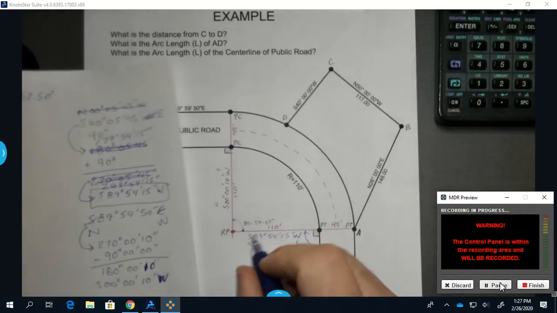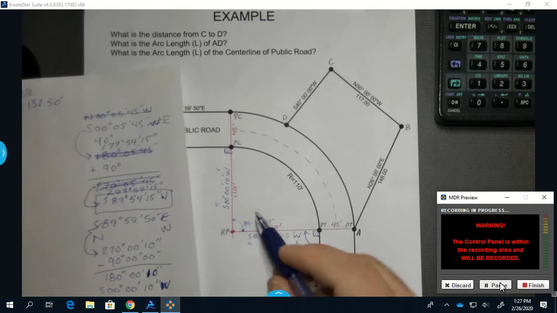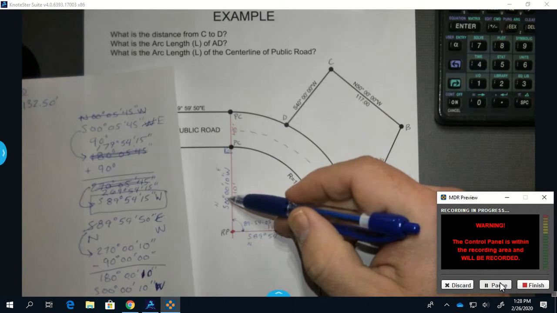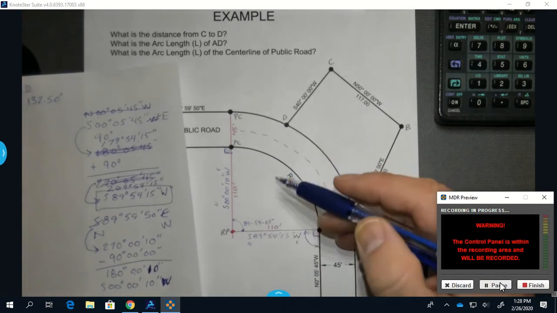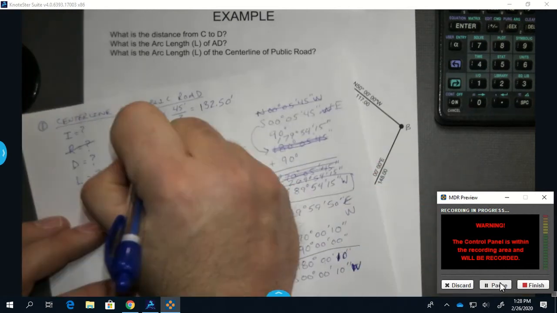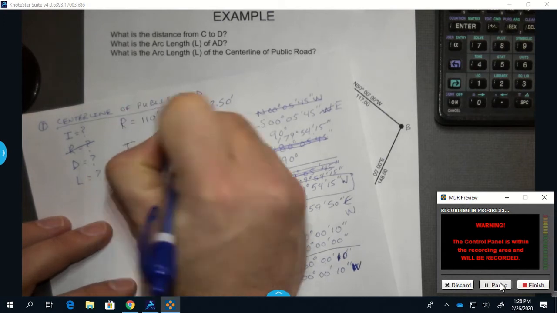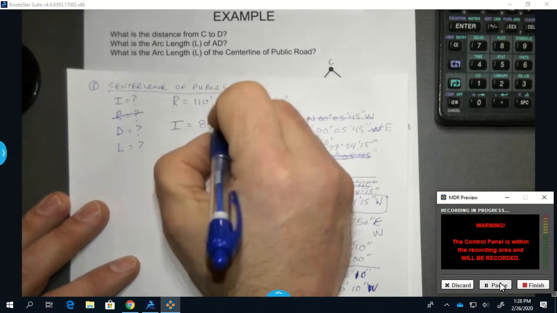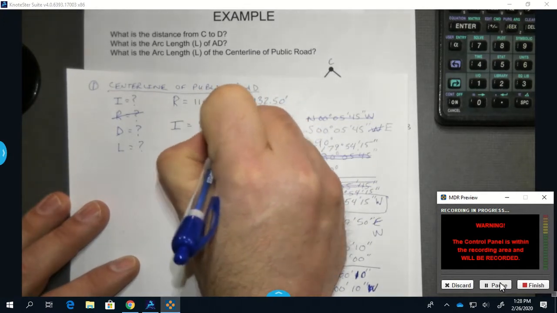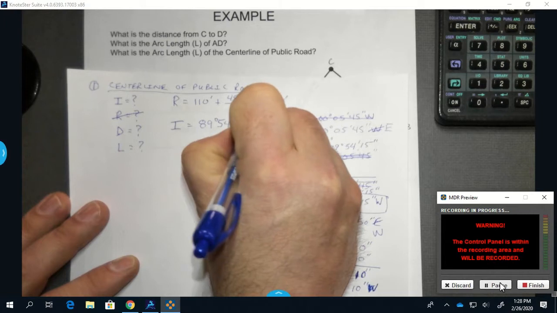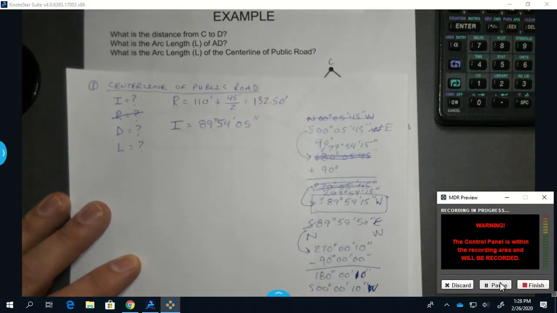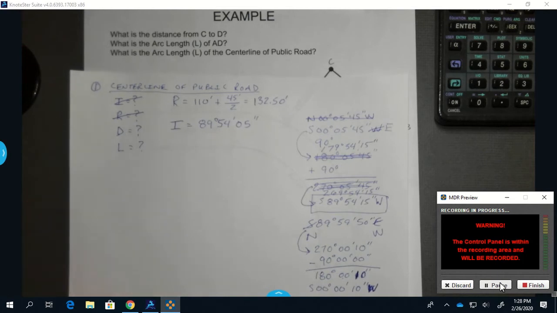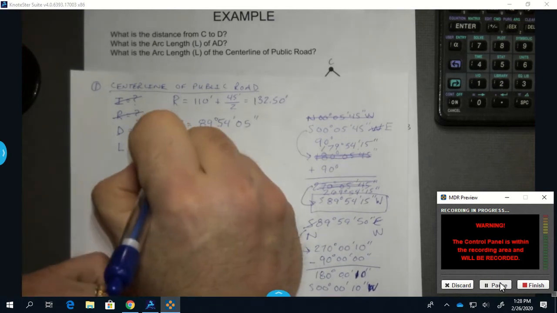So I just figured out I by figuring out that these two were in the same bearing direction. I just subtracted them to get the interior angle. So our interior angle, I, is 89 degrees, 54 minutes, 05 seconds. All right, so we figured out I. Now that we have I and R, we can figure out D.